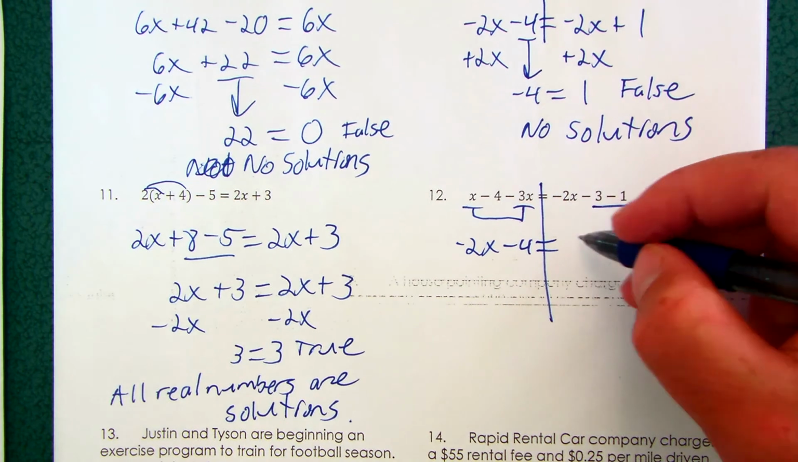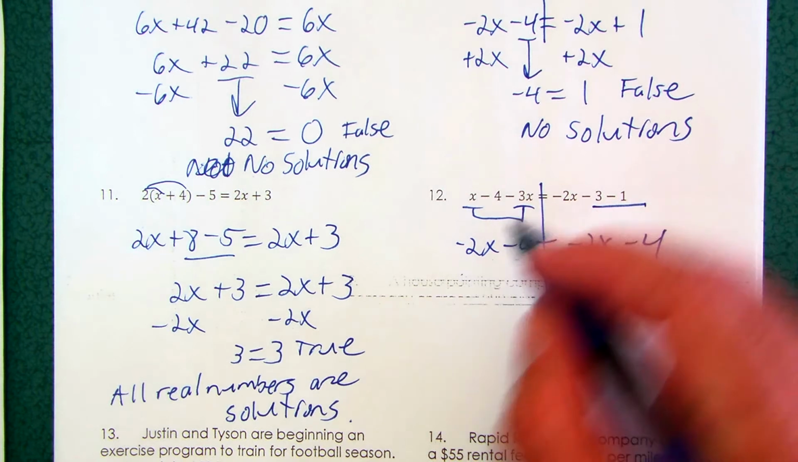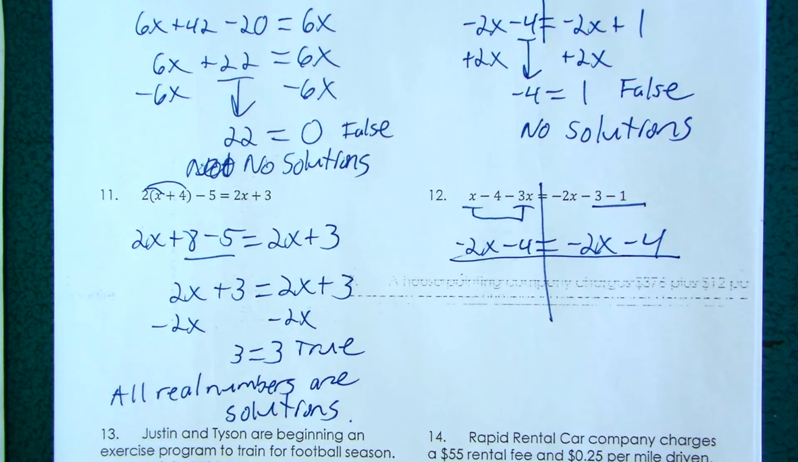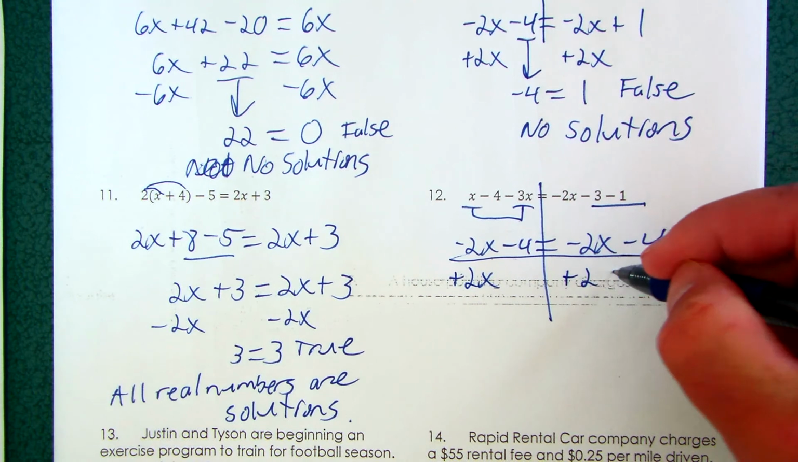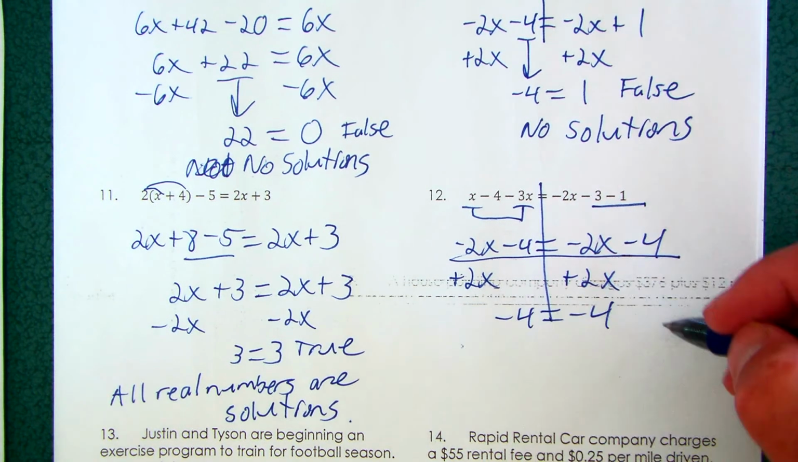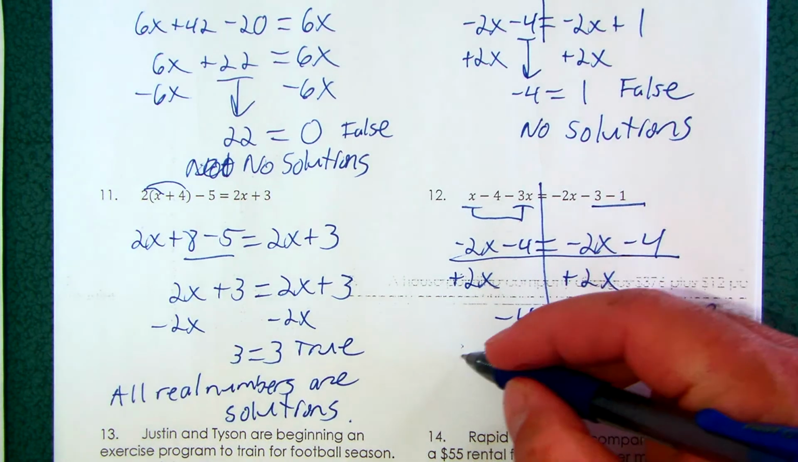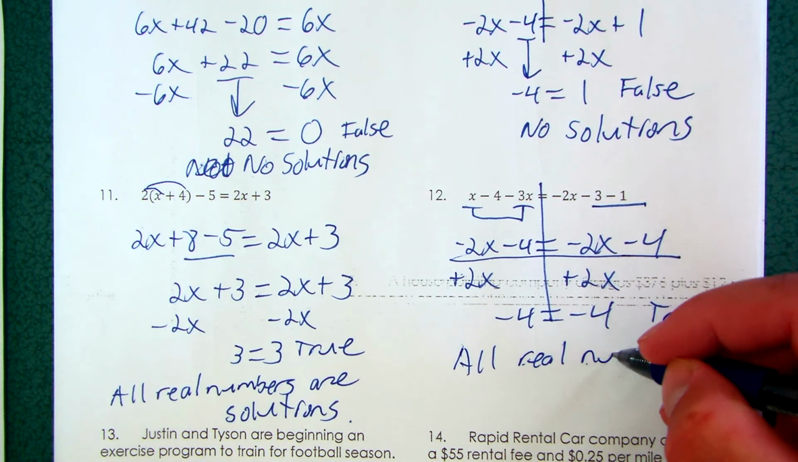So combine your like terms. The same thing's going to happen here. We get 2x minus 4 equals negative 2x minus 4. We're going to add 2x to both sides. We're going to get negative 4 equals negative 4. So again, that's true. When you get a true statement like that, all real numbers are solutions.